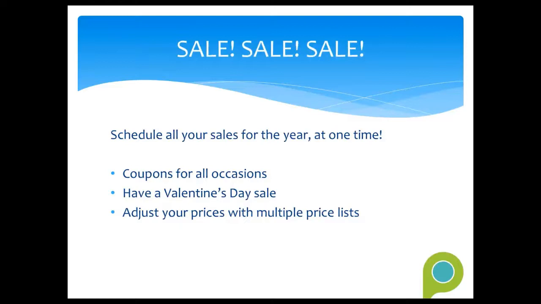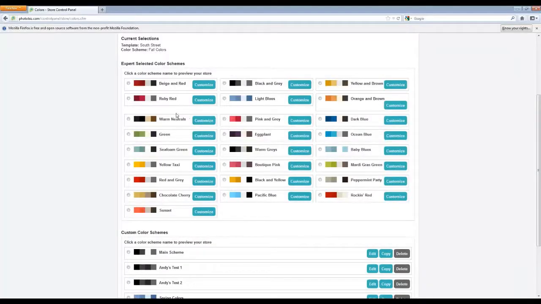We can have coupons for all occasions. We can have sales. They can be day specific. They can be month specific. They can be whenever you feel like having a sale. You can also adjust your prices through the year by using multiple price lists. Since this is very specific to the store, I'm going to go ahead and head over there, and we're going to take a look at how all of this is set up.